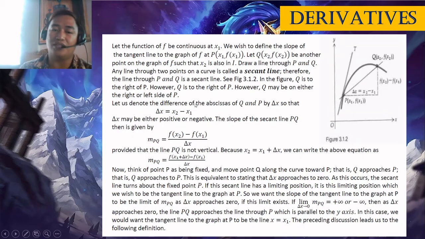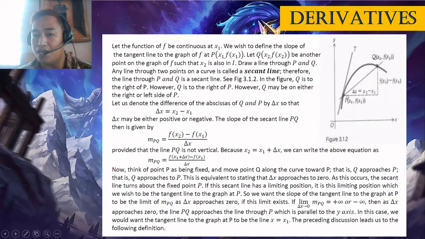So, let us denote the difference of the abscissas of Q and P by delta x. The abscissas are the first coordinates. So, delta x is equal to x sub 2 minus x sub 1. Delta x may be either positive or negative. It is negative if x sub 2 is on the left, where Q is on the left. The slope of the secant line PQ is then given by f of x sub 2 minus f of x sub 1 over delta x. This is our slope, m sub PQ.